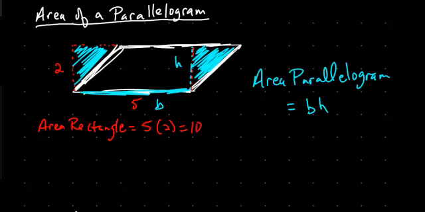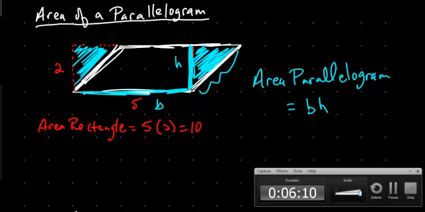So the area of a parallelogram is the same as the area of a rectangle, but you don't measure the length of that slanted side to get the area. You get the actual perpendicular height here. So base times height, and you see that it's derived directly from the area of a rectangle.